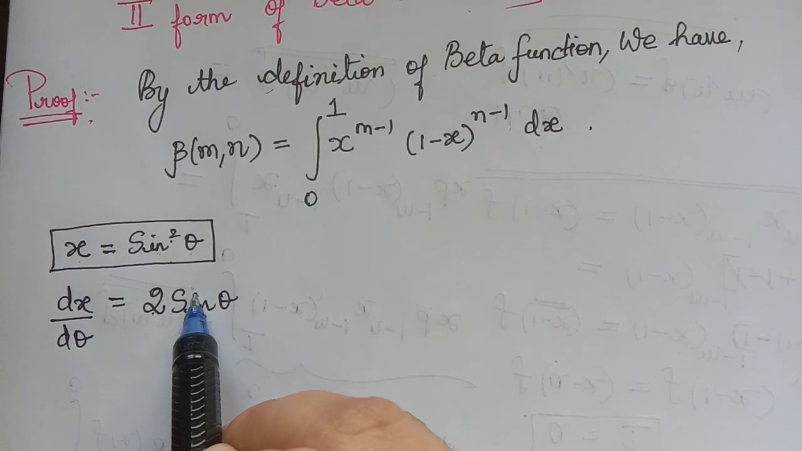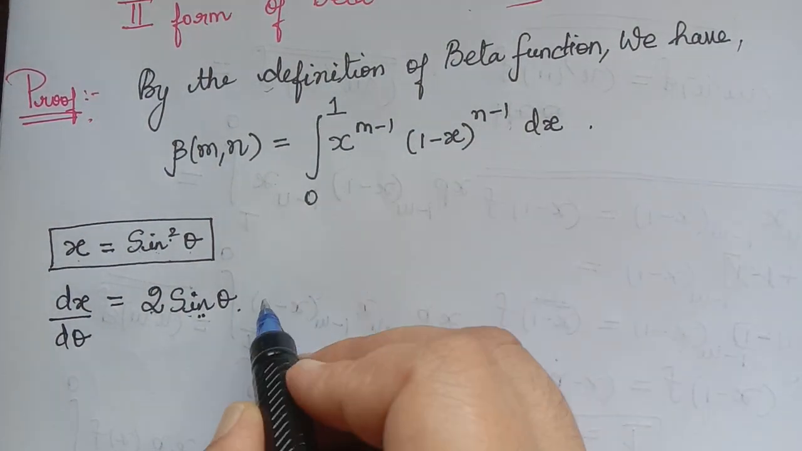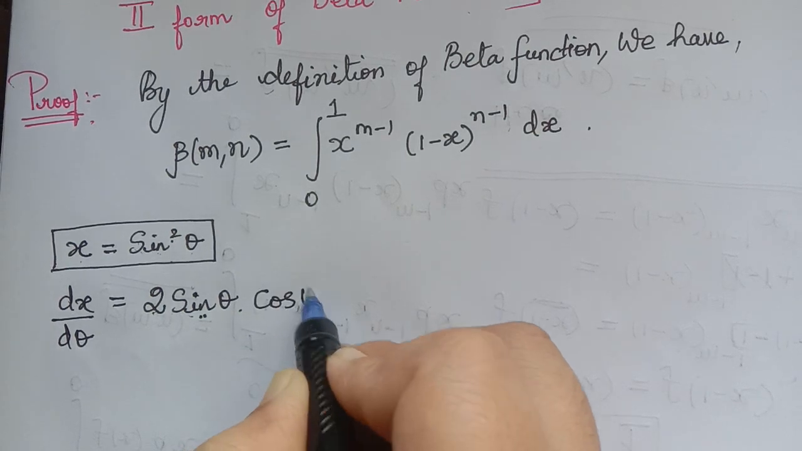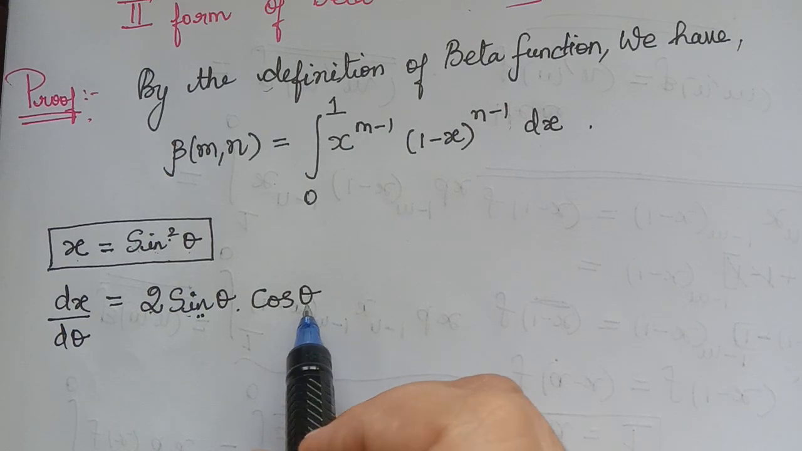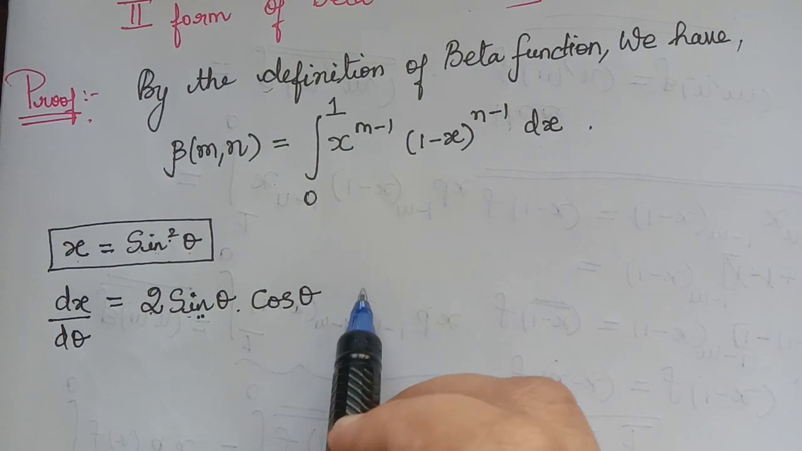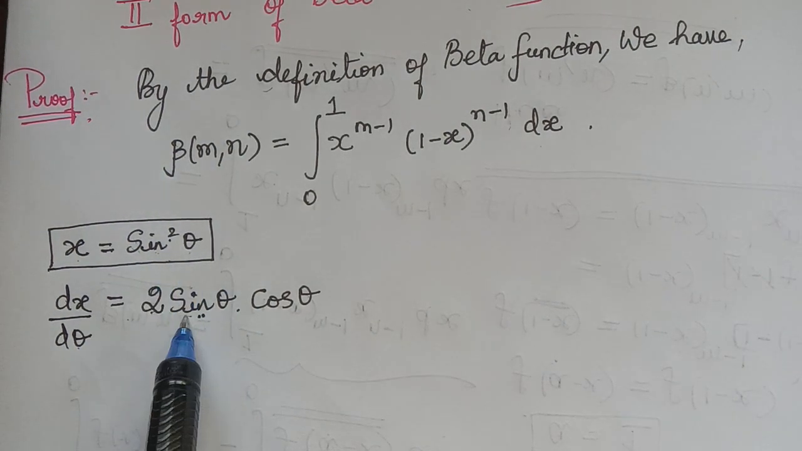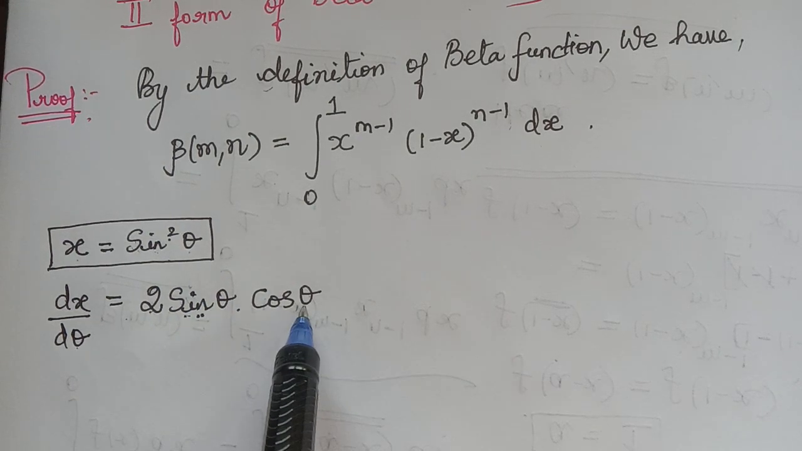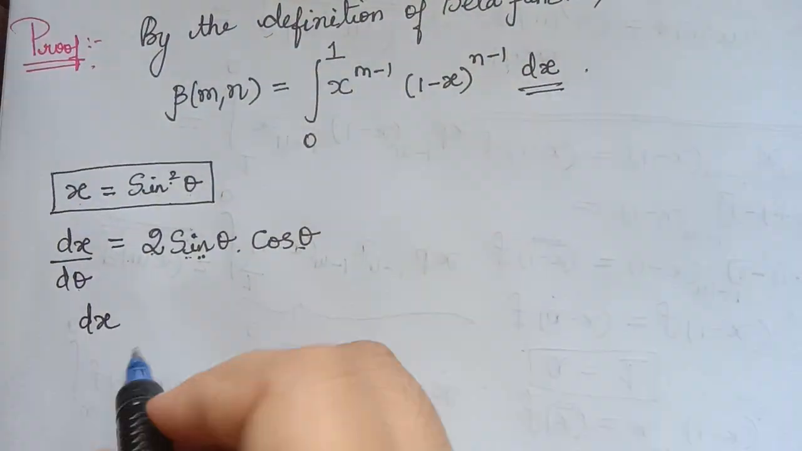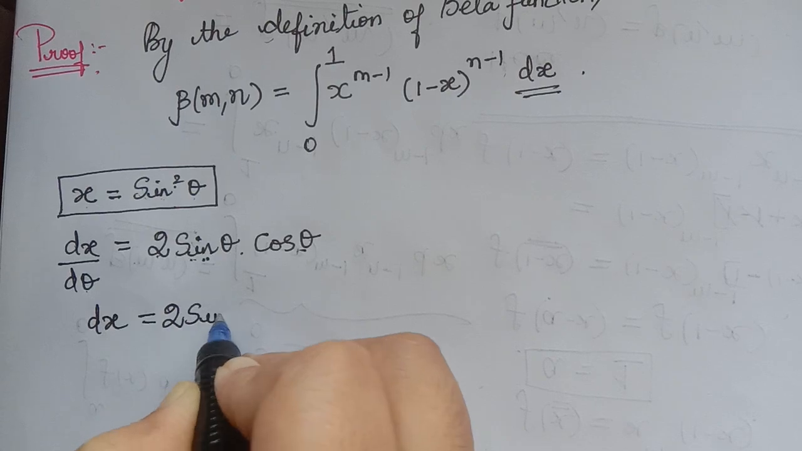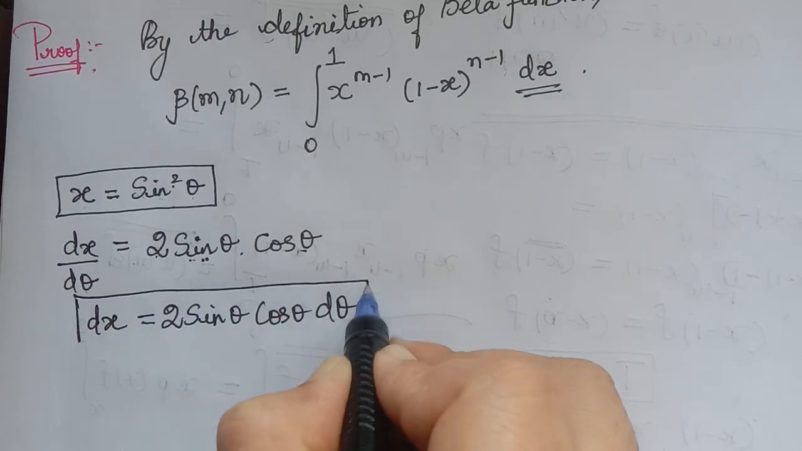And then we have to apply the chain rule and differentiate sine theta. So what is the differentiation of sine theta? It is cos theta. And again we apply the chain rule, so the differentiation of theta will be 1, but we usually don't write that. So therefore dx by d theta is equal to 2 sine theta cos theta. And from this we obtain dx, because we need dx over here. So dx will be equal to 2 sine theta cos theta d theta. So this is the value of dx.